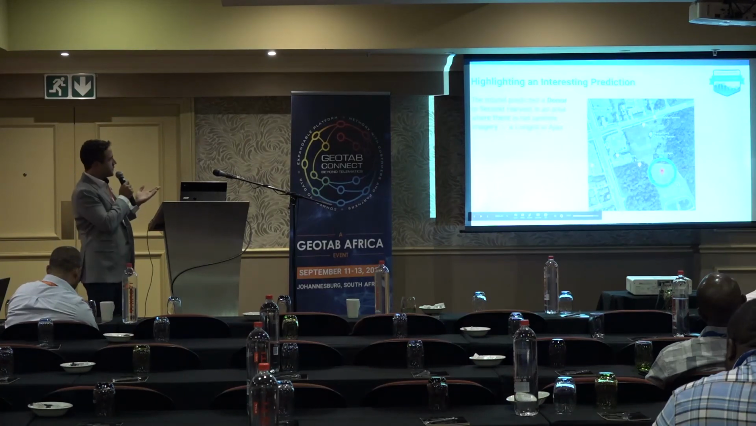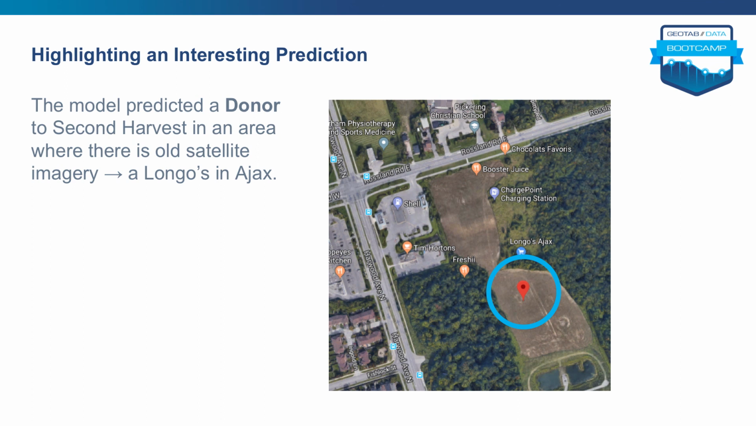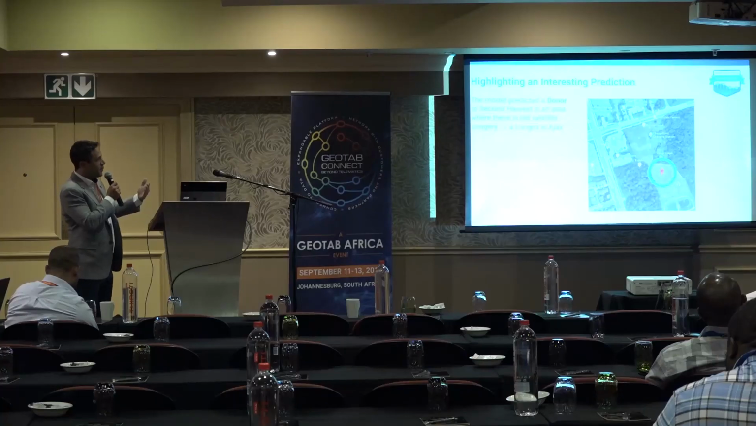A couple of interesting things as well. It was able to pick up some areas that weren't even picked up on Google Maps. It identified this area as a donor. The mapping doesn't even show a grocery store there, but there is one there. Again, another interesting thing. If you were to use mapping as a verification engine, that wouldn't even help you at this point in time.